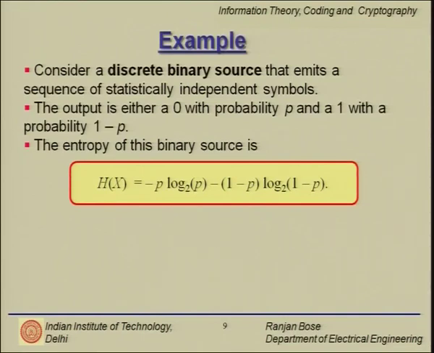Now, let us understand the concept of entropy from a simple example. Let us consider a discrete binary source. This emits a sequence of statistically independent symbols. What could this source be? I can imagine it to be a person sitting on a chair tossing a coin, and every time the coin gives a head or a tail, the person shouts 0, 1, 1, 0, 0, depending upon whatever is the outcome of the coin toss. Now, I am not saying the coin is a fair coin, it could be a biased coin with a probability p for head and 1 minus p for tail. So, this is a discrete binary source that gives you bits.